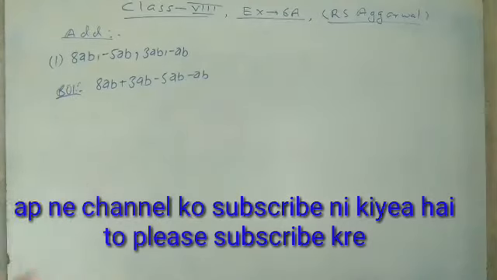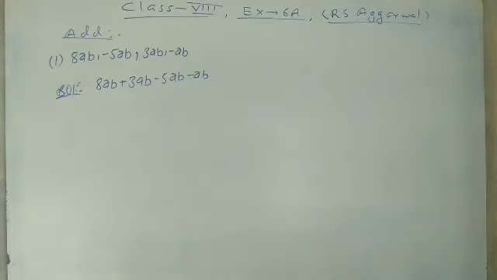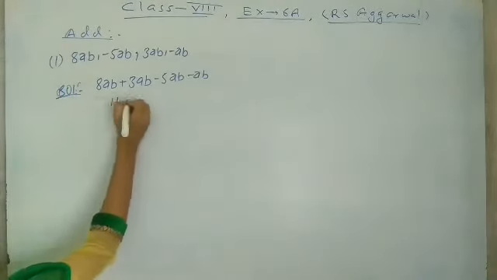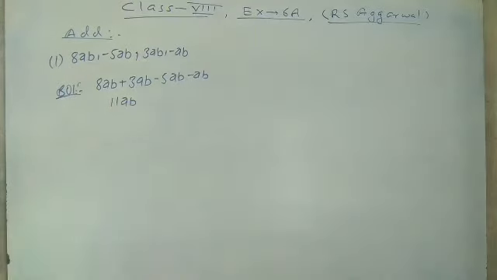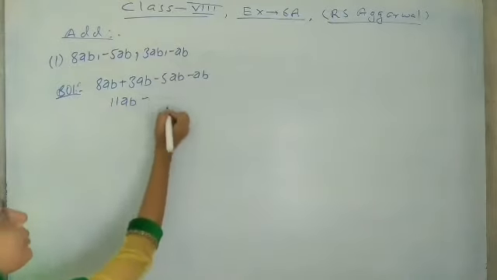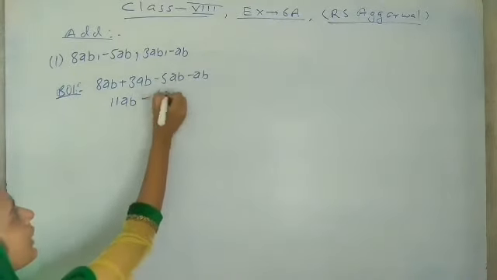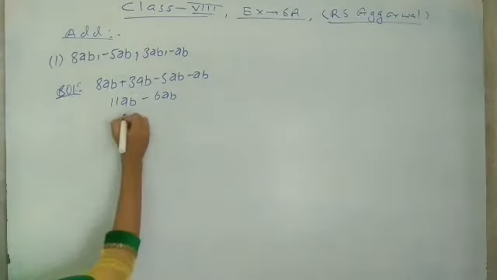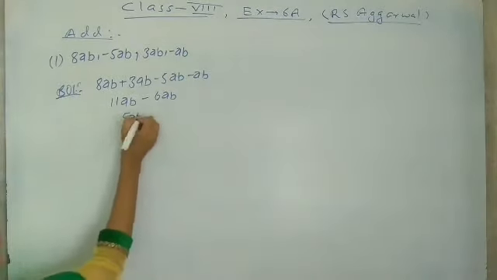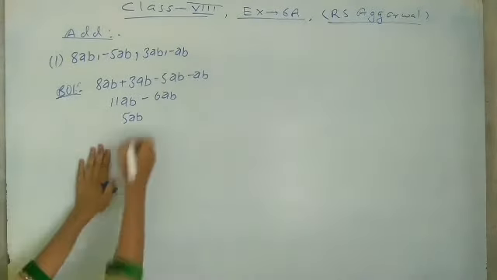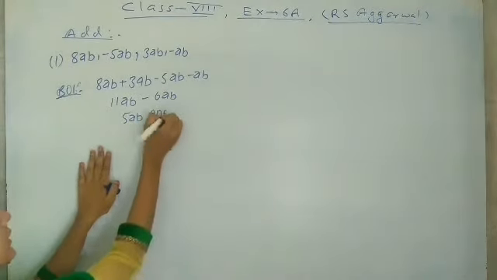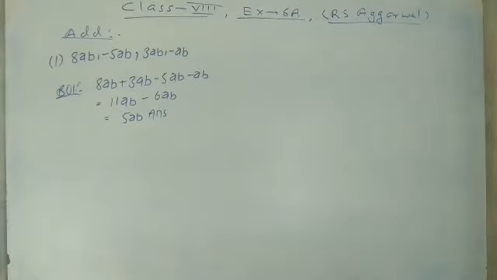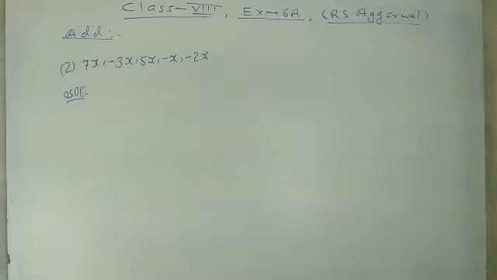So when we add them, 8 plus 3, so 8, 9, 10, 11ab. And minus, minus, plus, but the sign will be minus, because the minus sign is greater, so minus 6ab. So when we subtract them, it will come 5ab. We will write plus 5ab because the sign of plus is greater. So 5ab is our right answer. Let us start.